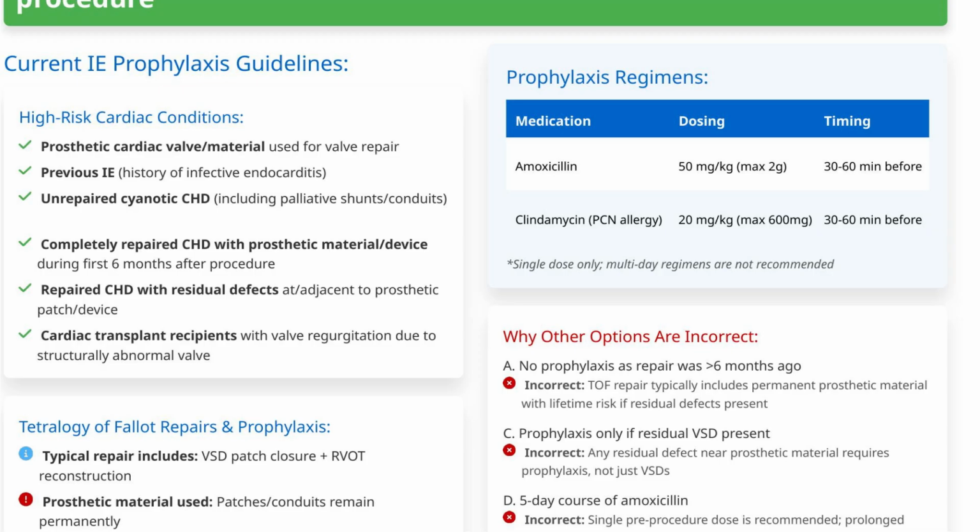These patients fall into the high-risk category that requires prophylaxis even beyond 6 months post-repair, particularly when residual defects are present near the prosthetic material. The appropriate prophylactic regimen is a single dose of amoxicillin, 50 mg per kilogram, with a maximum of 2 grams, given 30 to 60 minutes before the procedure.